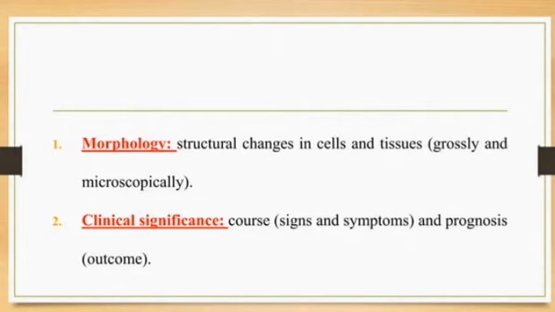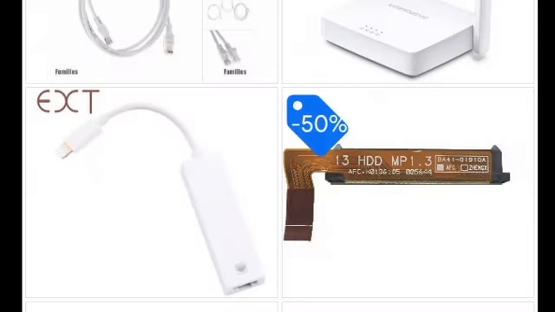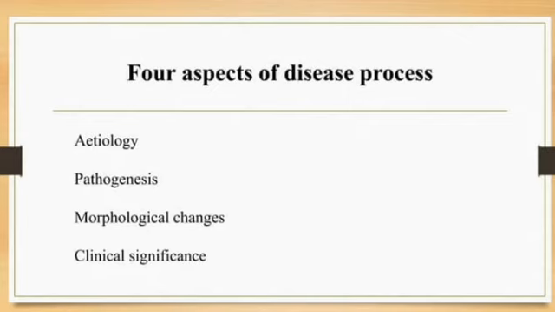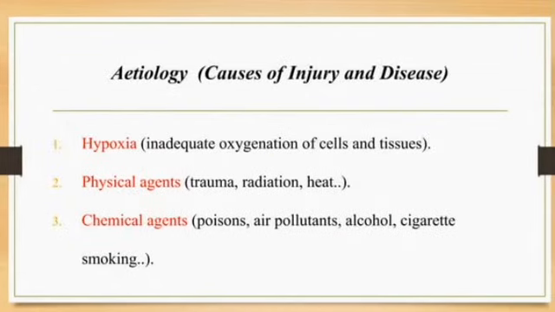While speaking about the clinical significance, this is the signs and symptoms and prognosis. We can say the outcome of the disease. There are four aspects of a disease process. One is etiology, second is pathogenesis, third is morphological changes, and the fourth is the clinical significance. Etiology is the cause of injury and the disease.